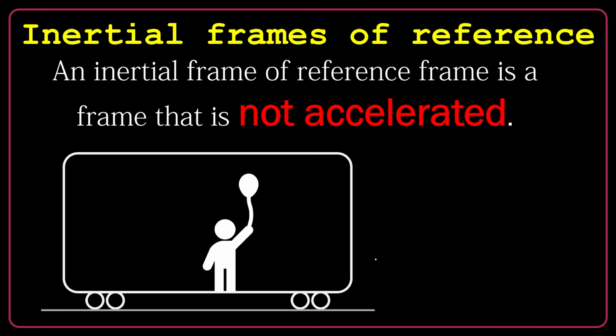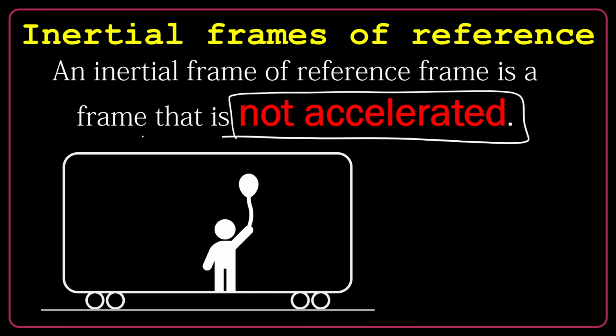Inertial reference frame is also a very important concept, specifically in special relativity. What do we mean by inertial reference frame? Inertial reference frame is a reference frame that's not accelerated. Consider this car that's at rest or can move at a constant velocity. Constant velocity means it's not accelerated. So it's called inertial reference frame.